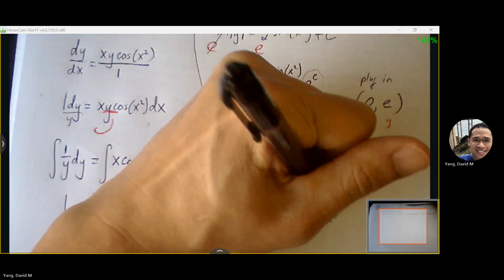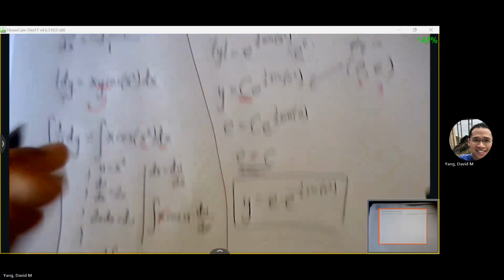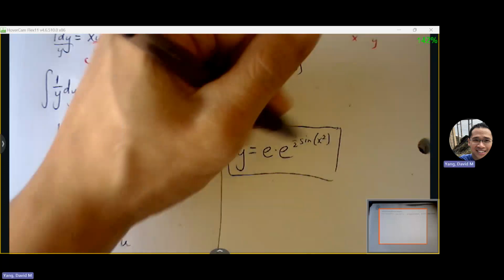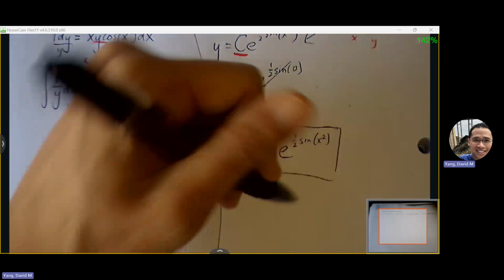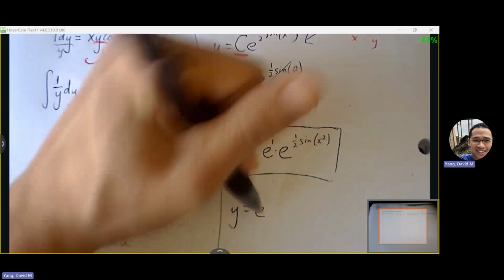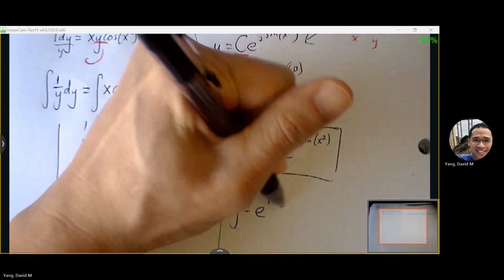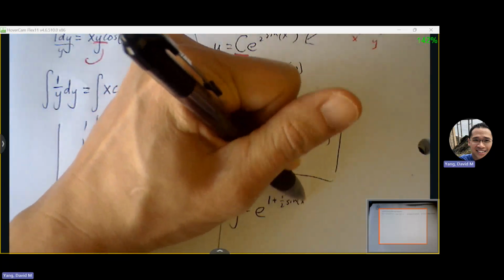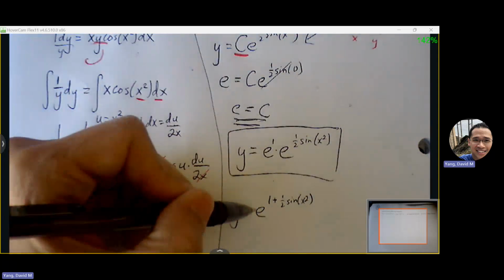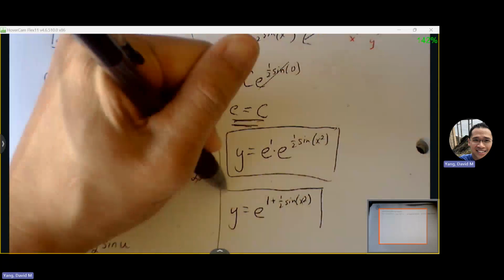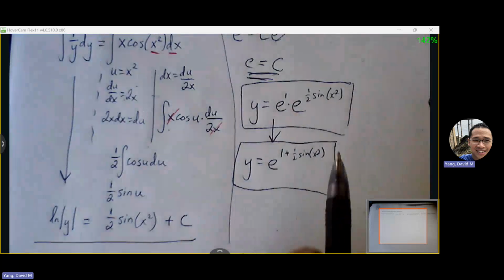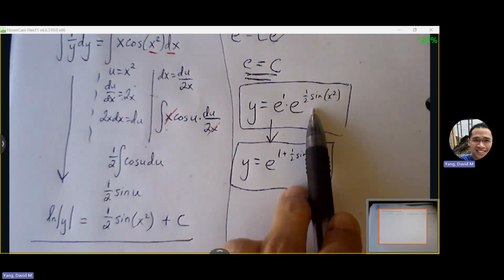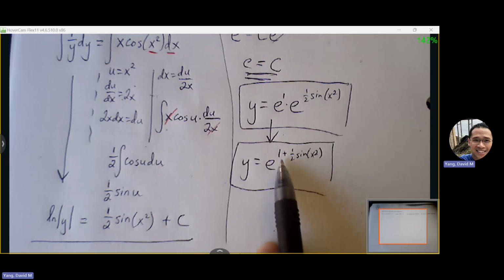Or you could also do this. You can make that e to the first power, and then you can merge it and say y is equal to e to the 1 plus 1/2 sine x squared. Now, most of us are not going to want to take this final step. I just want to point this out to you because on the AP exam, if it's multiple choice, they may take this answer and go one step further and write it in this form.